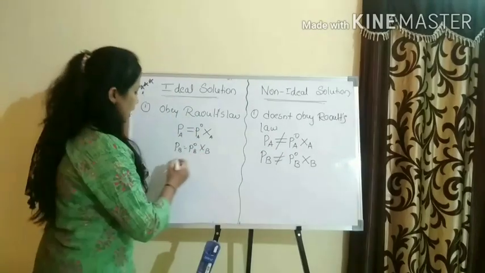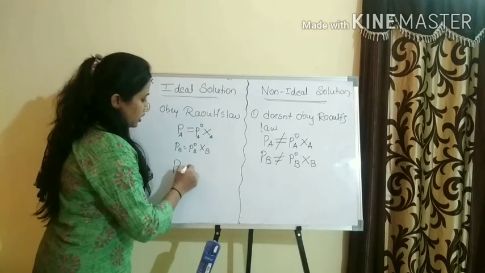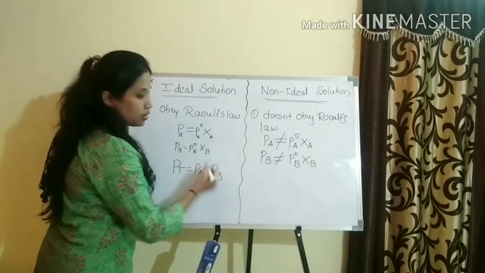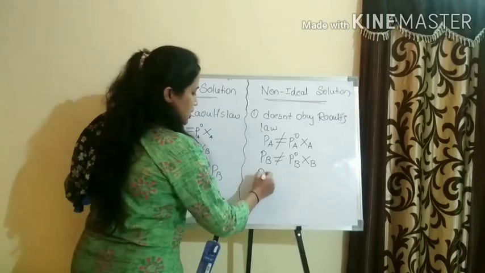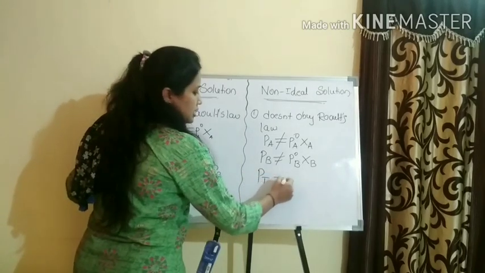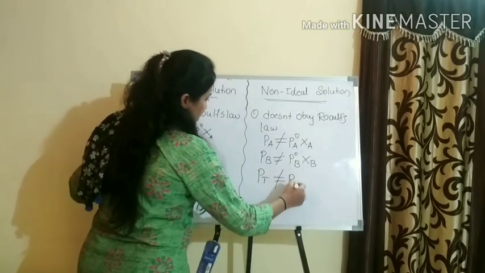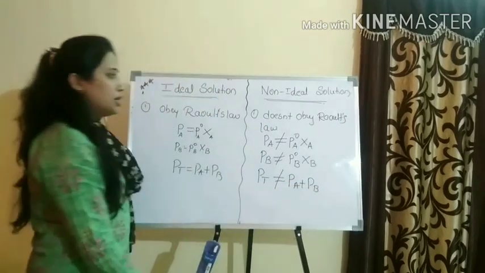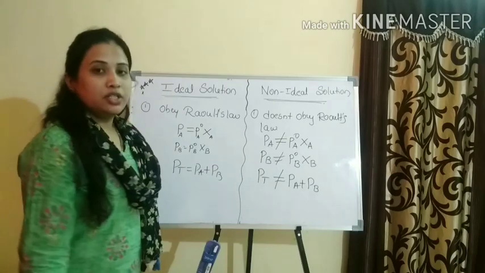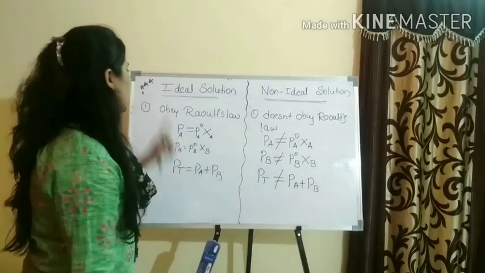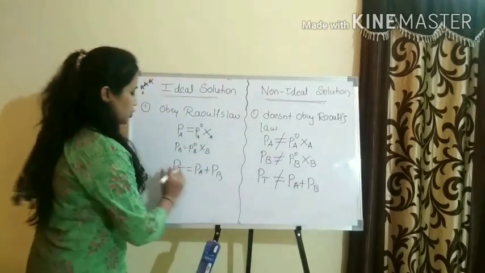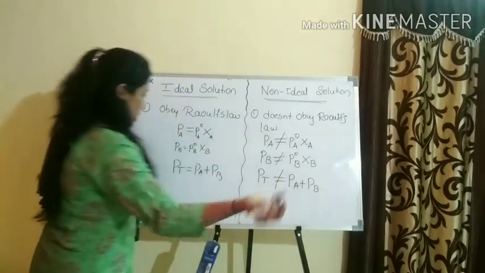Can I write it another way? P total is equal to PA plus PB. This is Raoult's law. But when it doesn't obey, P total is not equal to the sum of PA plus PB. These are all the conditions. The first difference I am writing is which obeys Raoult's law and which does not. Please note it down if you want.